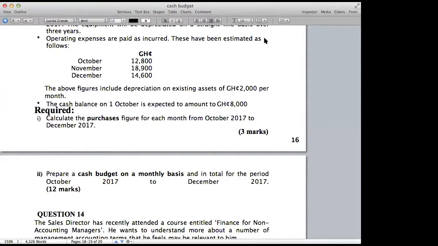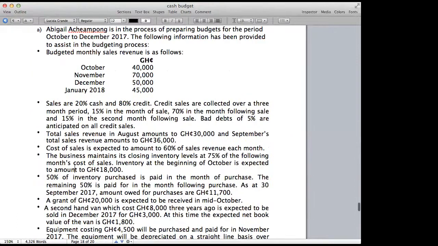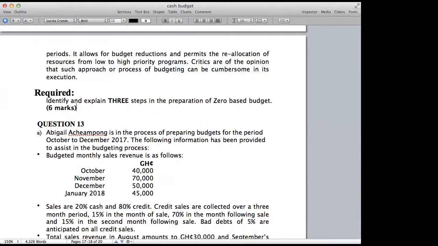So let's see the whole question. It stated that Abigail Champion is in the process of preparing budgets for the period October to December 2017. The following information has been provided. 1. Budgeted monthly sales revenue is as follows, October to January. Good. So you should know the budget period. The budget period is October to December, 3 months.